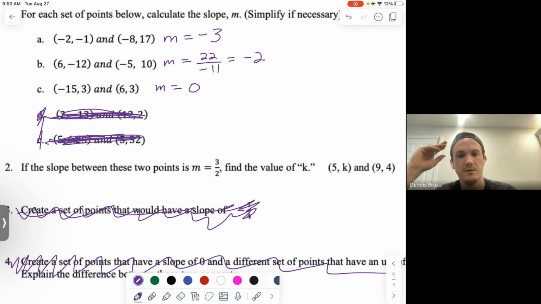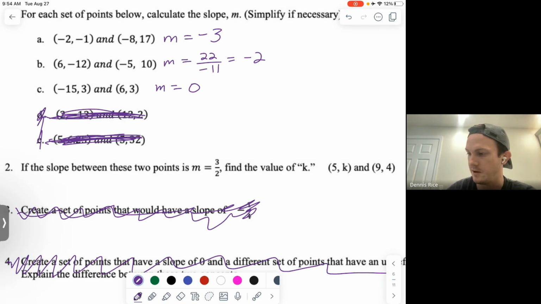Did anyone find the value of k that would make this work? The slope between these 2 points is 3/2. What's the missing value of k? It's not 1. Also not. Okay, so yeah, let's take a look, because this is a little tricky.